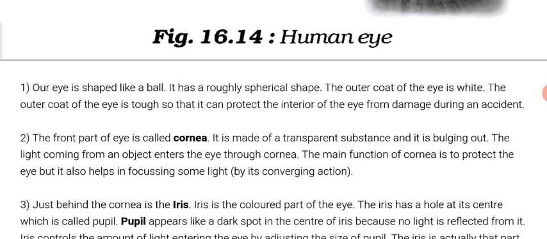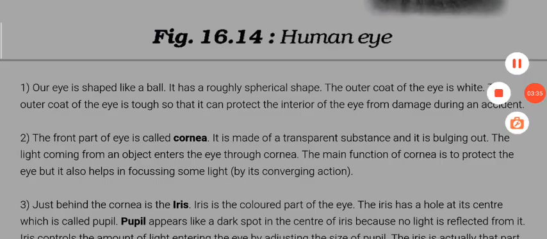The first thing, our eye is shaped like a ball. We should know this. It has a roughly spherical shape. It's not properly spherical, roughly spherical. The outer coat of the eye is white. The outer coat of the eye is tough so that it can protect the interior of the eye from damage during an accident. Yes, the outer coat should be tough so that it protects the interior part.